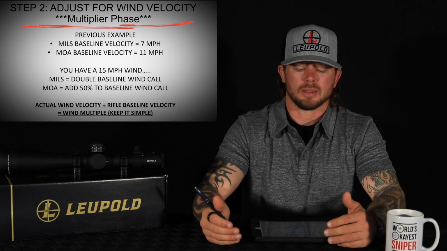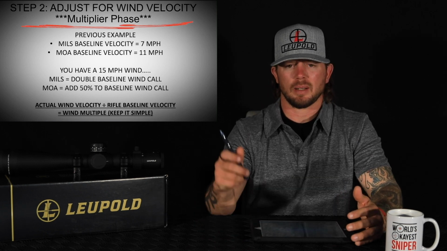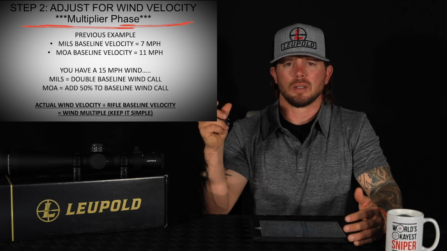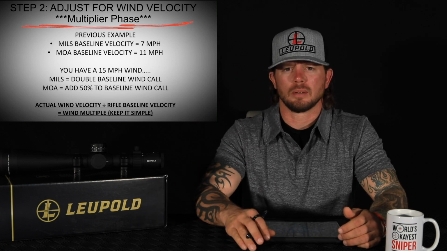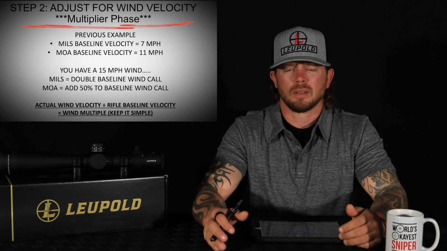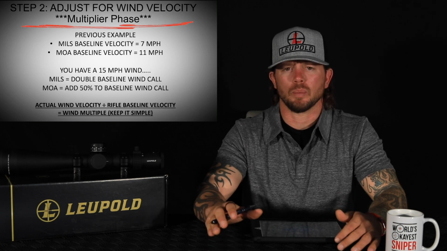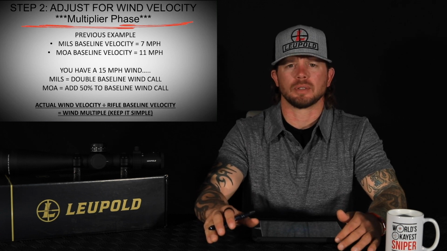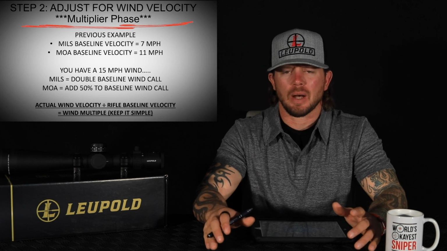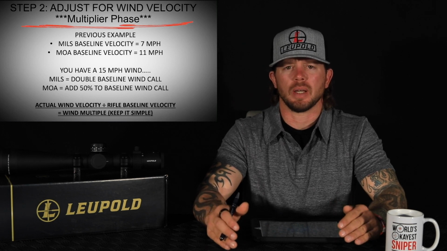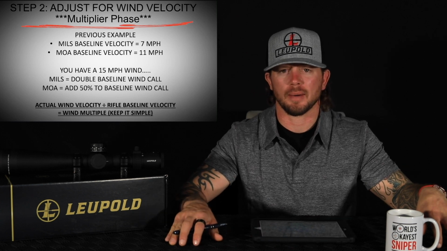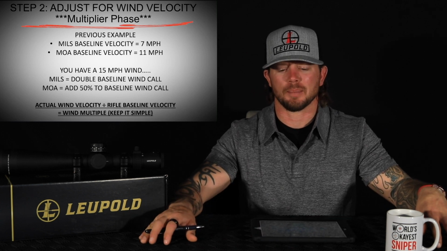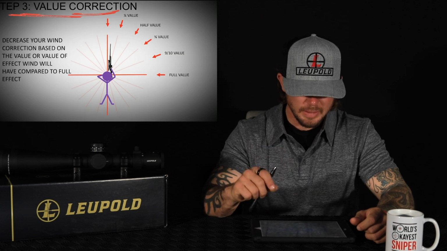If I'm using minutes, let's say that my mile per hour baseline on the screen here is 11. I see a 15 mile per hour wind downrange. 11 into 15 is about 1.5, right? We want to stick to halves. We work in halves. So 1.5. Now I have my multiplier for minute of angle, right? So I take my starting point, multiply it by my multiplier, and then it's on to step 3, okay?